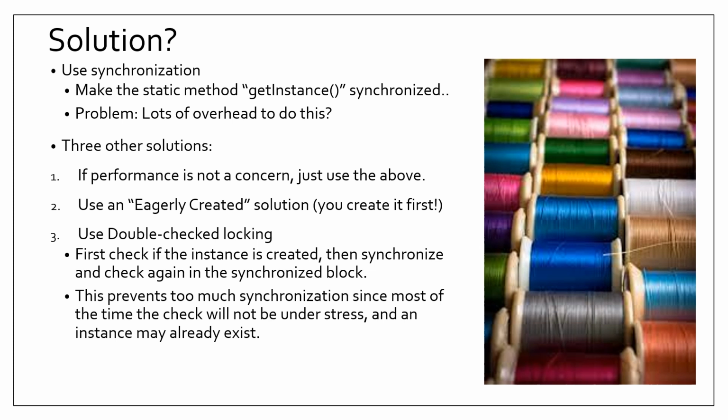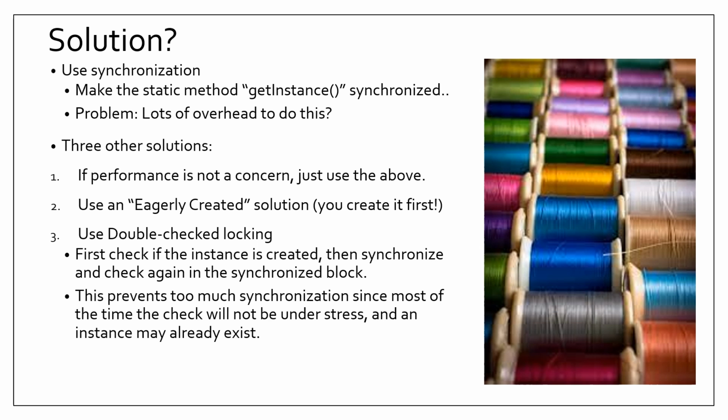There are several ways we can do this. We could make the static method getInstance synchronized. In other words, we could put a synchronization block around that entire method. That is one way to do it, but it does put a significant amount of overhead around that block, and that block is going to be called all the time. Everybody who wants to get to the single object is going to have to go through that block, and if we synchronize it, we do put some extra overhead on. So there are some other possible solutions. If performance is not a concern, just go ahead and do that: put a synchronization block around the entire getInstance method.